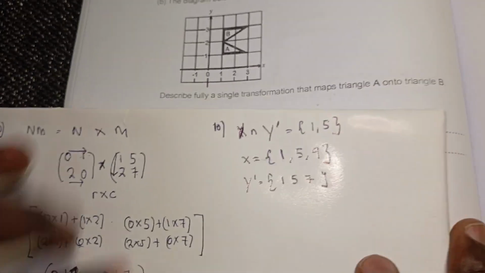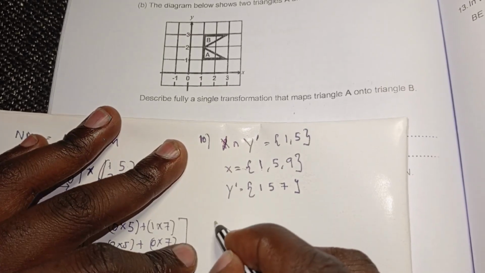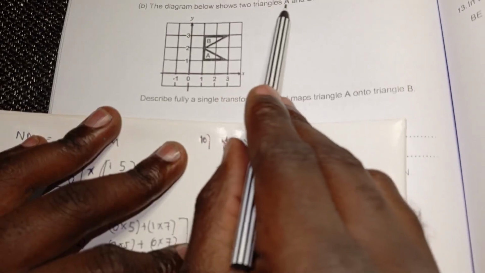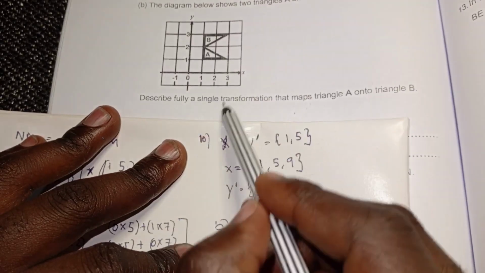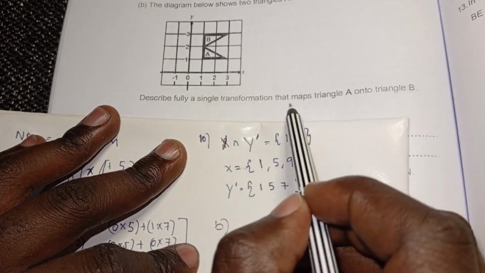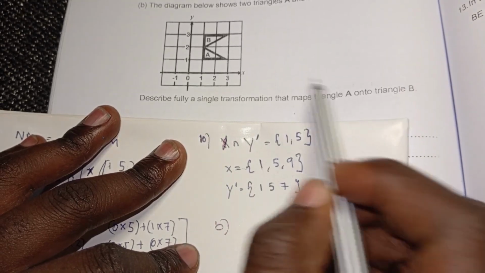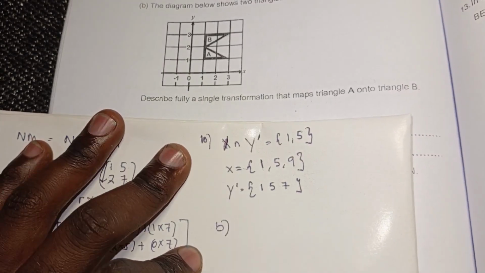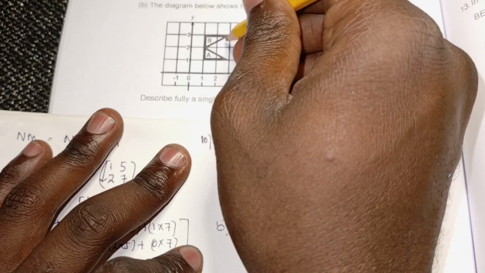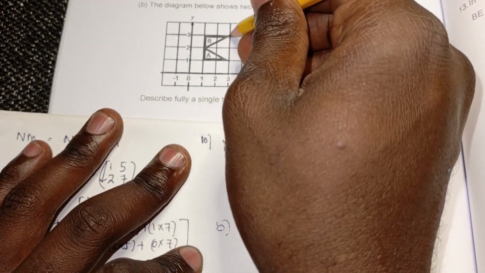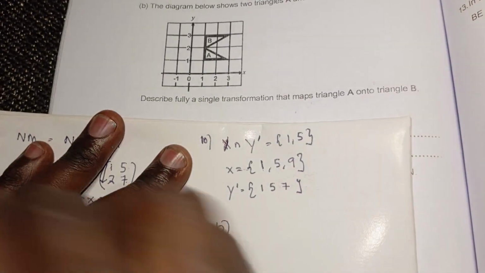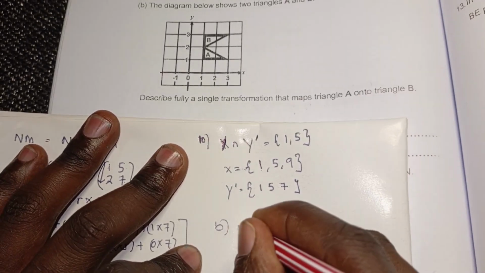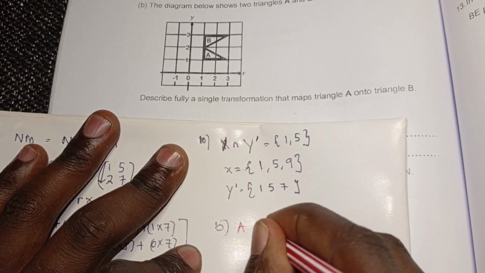question B, which is transformation. So still question 10. The diagram below shows two triangles A and B. These are the two triangles. Describe fully a single transformation that maps triangle A onto B. So these two triangles, you can see they are facing each other. So this triangle is facing this one. So this is what we call a reflection.